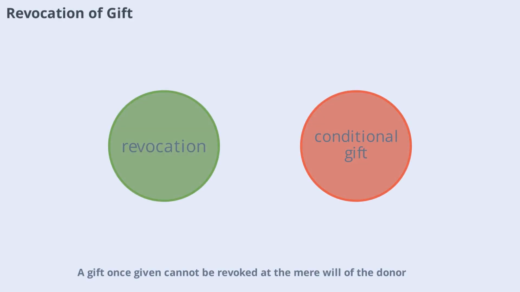A gift once given cannot be revoked at the mere will of the donor. The fundamental rule is that a resumable gift is not a gift at all. However, certain conditions allow for revocation. Conditional gifts, and gifts made under coercion, fraud, undue influence, or misrepresentation may be revoked by the donor. The law protects transferees who take property for consideration and without notice from prejudice due to revocation.